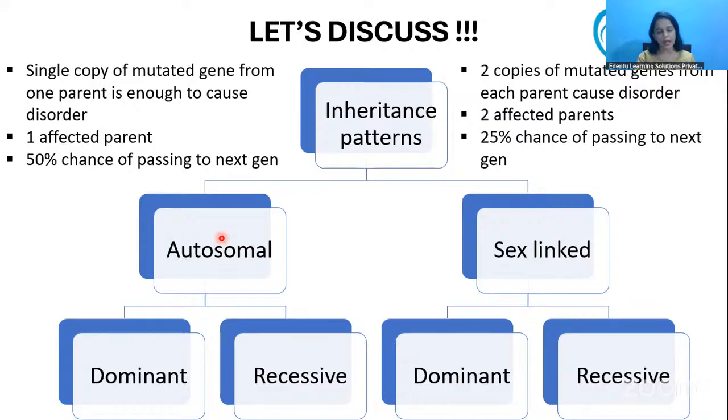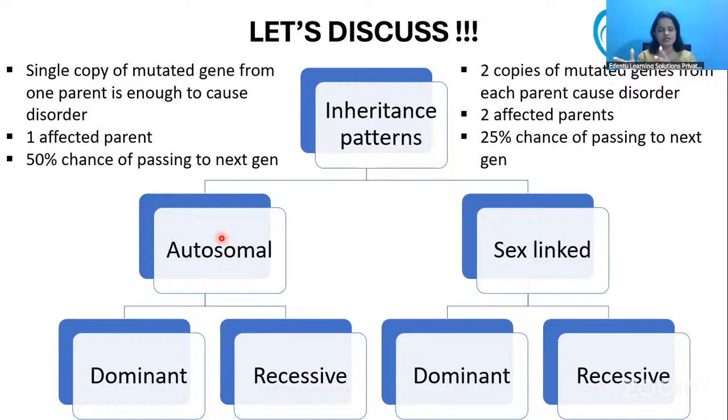Whereas in the recessive pattern, two copies of the mutated gene are needed to produce some kind of disorder in the next generation. Okay, so two affected parents are needed. If the father is a carrier and the mother is also a carrier, then there is a 25% chance that the child will be affected with that particular disorder. So that is called the recessive pattern.